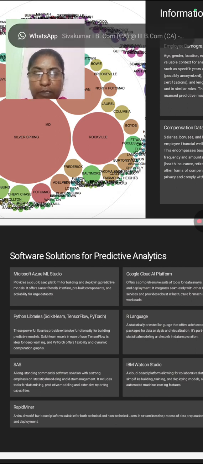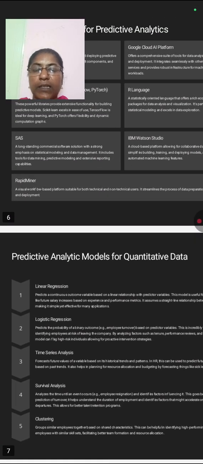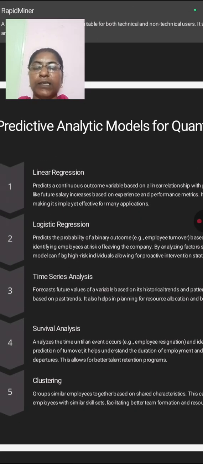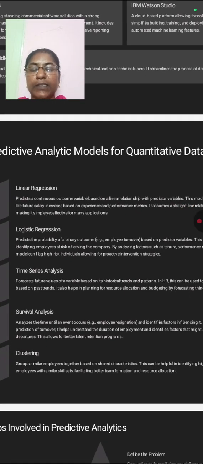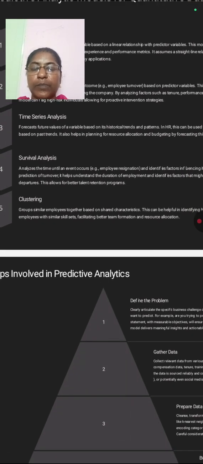Power BI is today's business analytics software. The main thing is that HR analytics is the predictive analysis model of quantitative data. So these include linear regression, logistic regression, time series analysis, survival analysis, and clustering. These are the models for quantitative data analytics. They gather all the data to find the model and use predictive analytics.